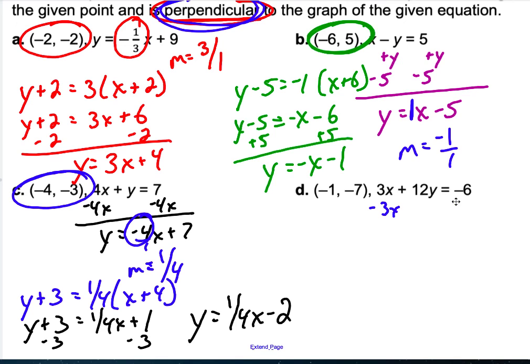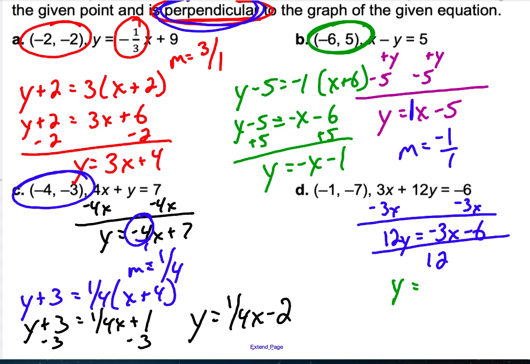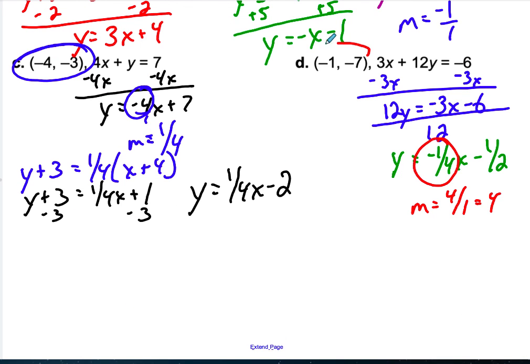So I'm going to subtract my 3x from both sides, and I get 12y is equal to -3x minus 6. Divide everything by that 12, because it's got to be in slope-intercept form. I get y is equal to -1/4 x minus 1/2. 3/12 is the same thing as 1/4. So if my slope right now is -1/4, the slope of the perpendicular line is going to be positive 4 over 1, or 4. And I know it's going to go through the point -1, -7.